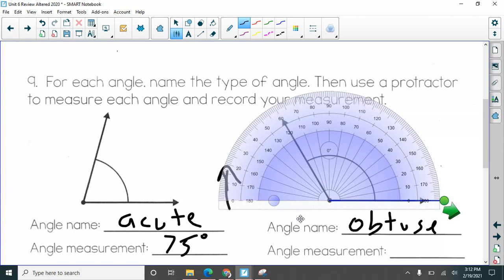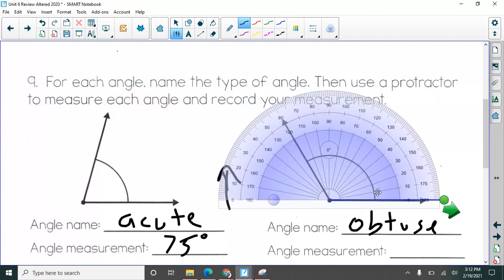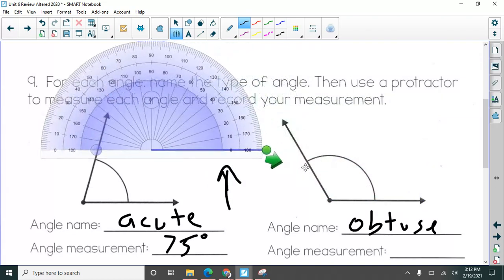All right. And how many degrees do you think this angle is? You should have said 120, not 60. If you said 60, look at this angle. This is more than 90. Okay, so when it's pointing to two different things, which it always will be, see how it's pointing to 60 and 120? You have to choose the one that fits the type of angle that you have. This is obtuse, so this is 120 degrees.